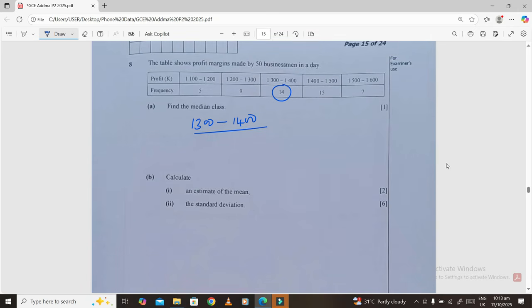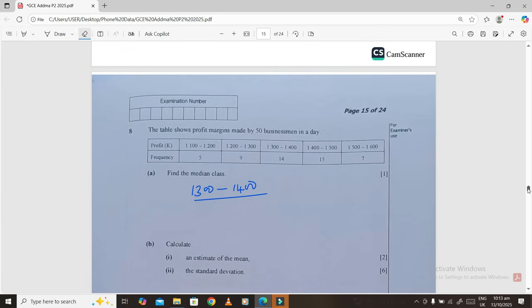For question 8b(i), they want us to find the mean. So to find the mean, this is what you need to do. The first thing, without wasting your time, find the midpoint. So start adding these numbers here, this plus this, and then you divide by 2. It's giving us 1150, while here when we say 1200 plus 1300, and then you divide the answer by 2, you are getting 1250.